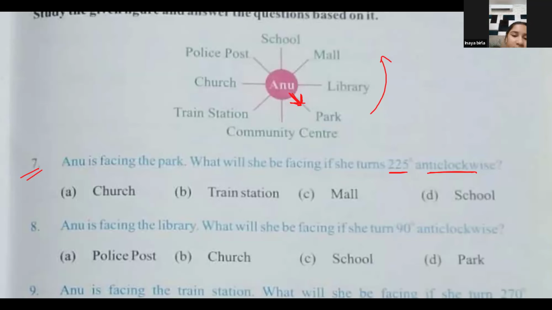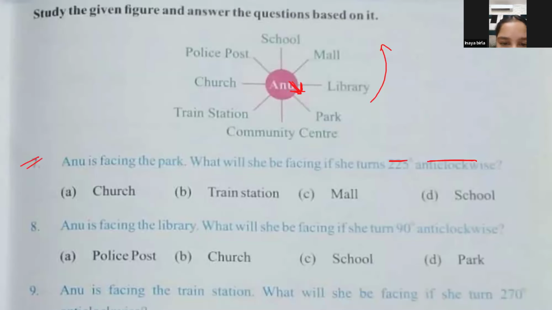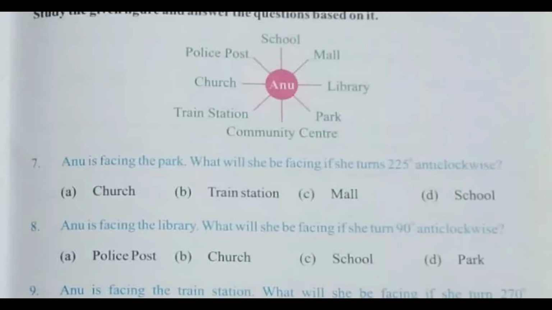Ma'am, my answer has come: church. Mine is also church. I was sending it in the chat. Okay, both of you have done it correctly. The answer is church. That is correct, because she was facing the park and she has taken anti-clockwise how many turns? One, two, three, four, and five. Five turns, right? Yes.